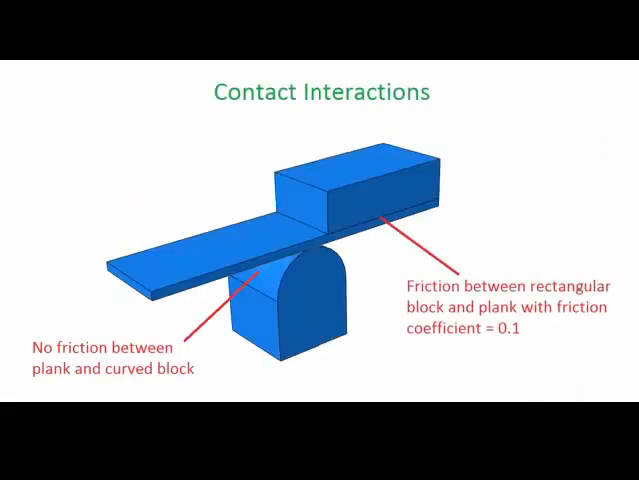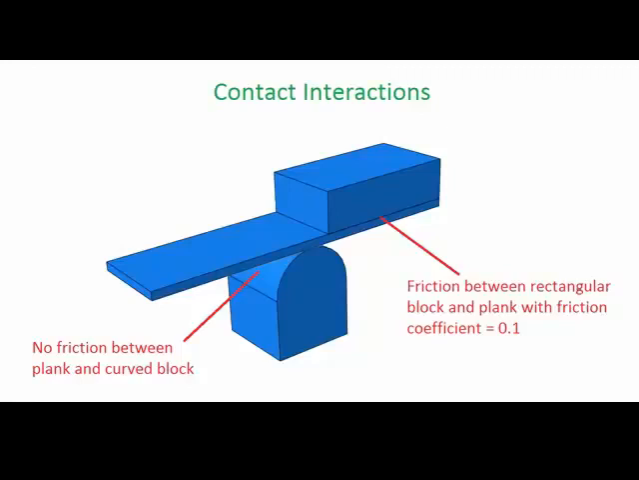We will have contact in two regions. The first is between the plank and the curved block. We will make this interaction frictionless. The second is between the rectangular block and the plank. Here we will specify a friction coefficient of 0.1 and we'll tell Abaqus it is isotropic, meaning that the friction coefficient is the same in all directions.